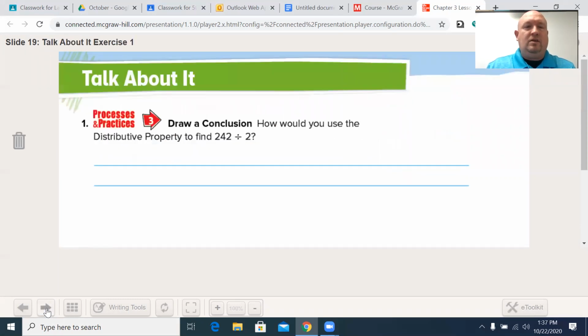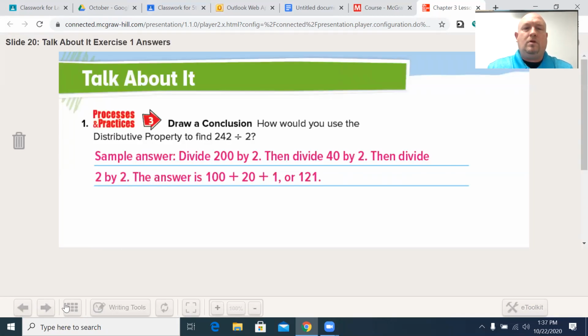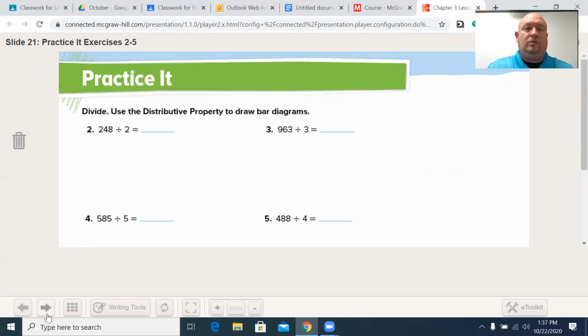All right, let's move on to the next slide. How would you use the distributive property to go to 242 divided by 2? So stop and think about that for a moment, and I'll show you what the book says. I would divide 200 by 2, then 40 by 2, and then 2 by 2, which would give us 100 plus 20 plus 1, which equals 121. And this is probably how you would solve this in your brain. Even though it looks weird to you on paper, you've probably done this more times than you can count.